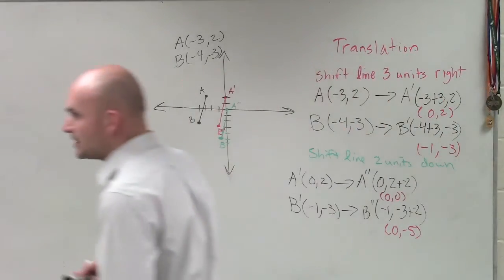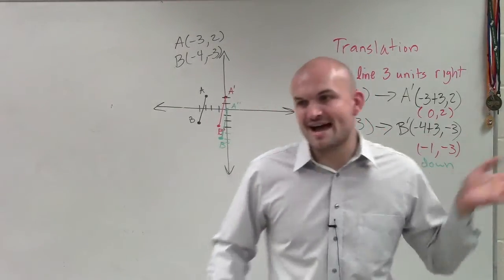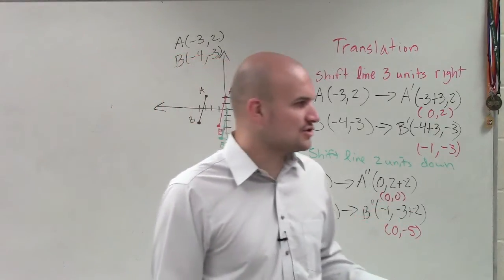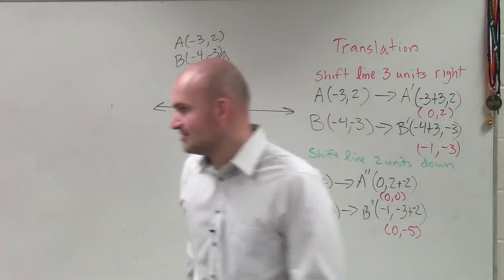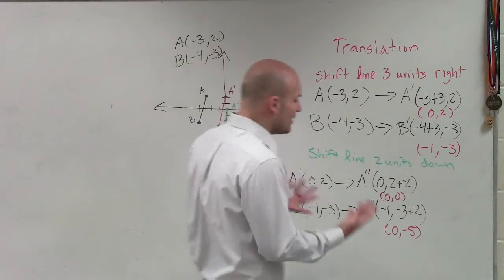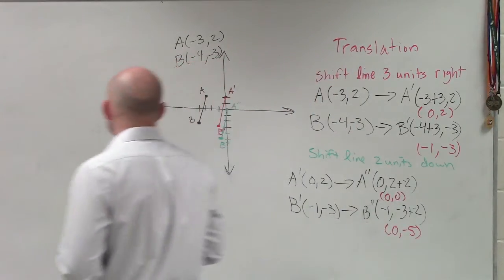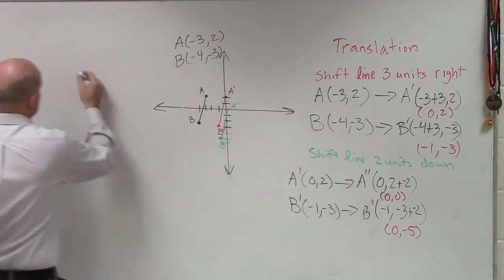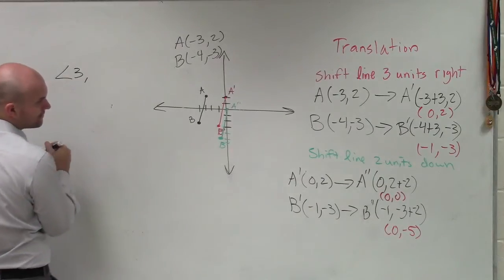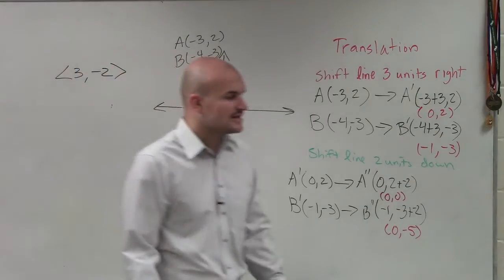Yes? Okay, so here's what I want you to understand. I'm not very often going to tell you to shift it right 2 and down, or shift it right 3 and down 2, because that's pretty self-explanatory. What we're going to use now is what we call a transformation vector. The transformation vector for this problem would look like this: <3, -2>.